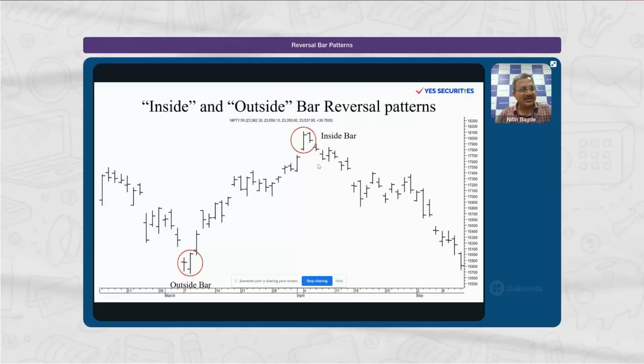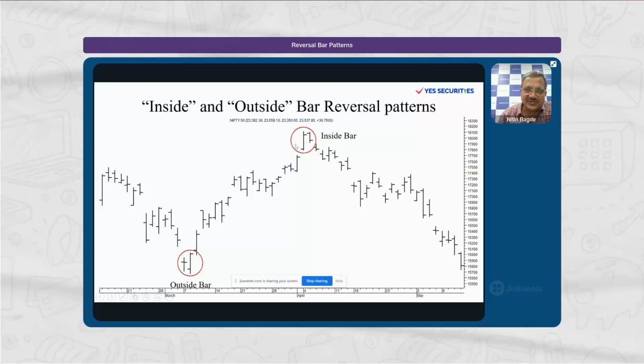The another pattern is inside bar. Inside bar, whenever it occurs near resistance or support, then it will work very nicely. It is basically a 2 bar pattern. The first bar is known as mother bar and second bar is known as a small bar. The important thing is high and low of the mother bar.